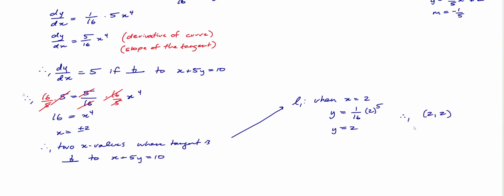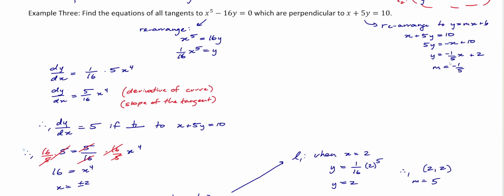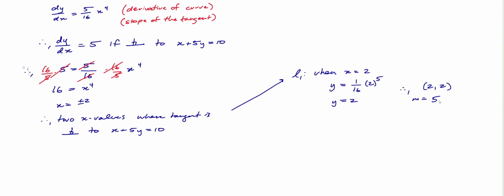I know that my slope, we already said, is equal to 5. The slope of the tangent equals 5 because it was perpendicular to this line, and this line had a slope of negative 1 over 5. So the tangent line slope is 5. I'm going to use my point slope form, rearrange, and isolate for y. And this is my first equation right here. So this is the equation of the first tangent that is perpendicular to the line given in the question.